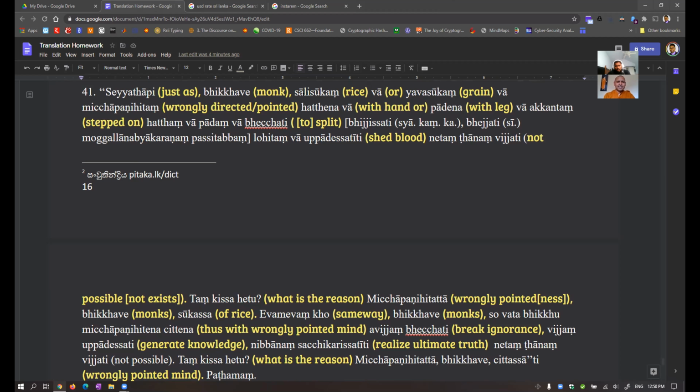Sali came out to be rice. Sali is rice. I'm happy that it did, because it's past midnight.